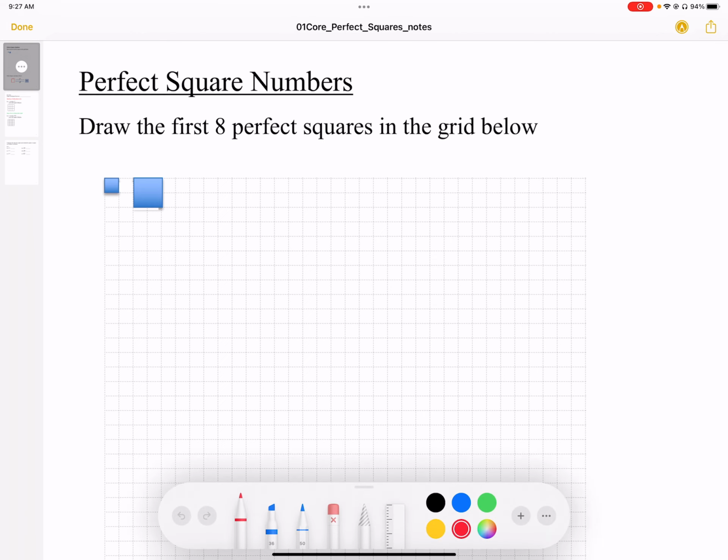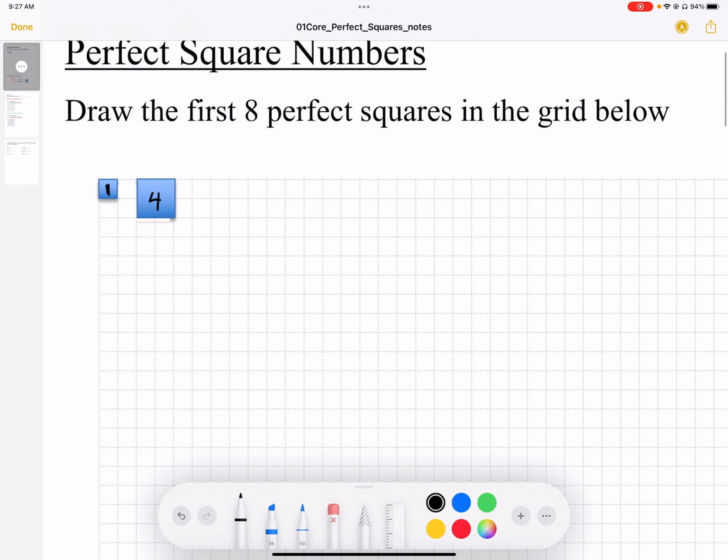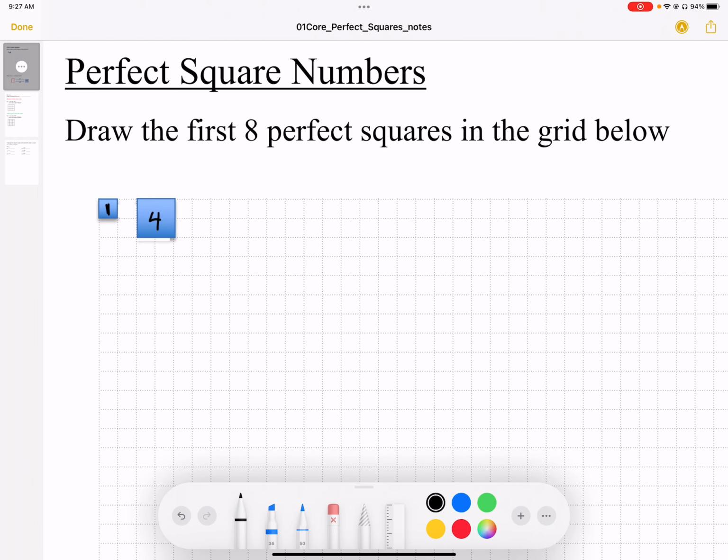If we take a look at that first square, it has an area of 1 square. The next perfect square is when we have a side length of 2, or 2 squared, and that's going to make 4 squares. If we look at that square there, it's going to cover 4 squares of area. Squares measure area, and perfect squares make square areas on a grid. So our first 2 perfect square numbers are 1, which is 1 squared, and 4, which is 2 squared.